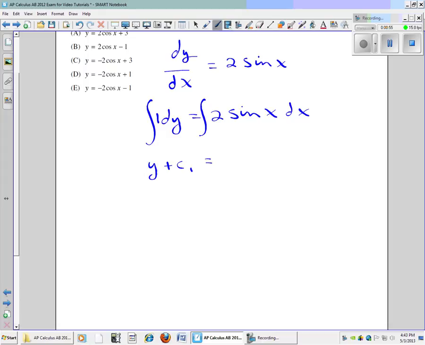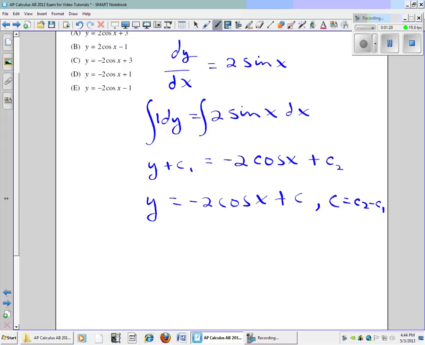It's an indefinite integral. And on the right-hand side, we'll have 2, and the integral of the sine of x is a negative cosine, so we'll put a negative and a cosine of x plus a constant, since it too is an indefinite integral, and we'll put c2. And we will rewrite this with one constant, so y is equal to negative 2 times the cosine of x plus c, where c is equal to c sub 2 minus c sub 1.